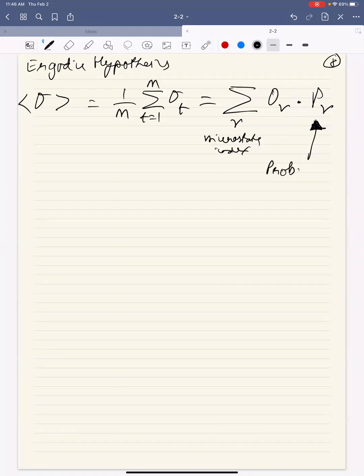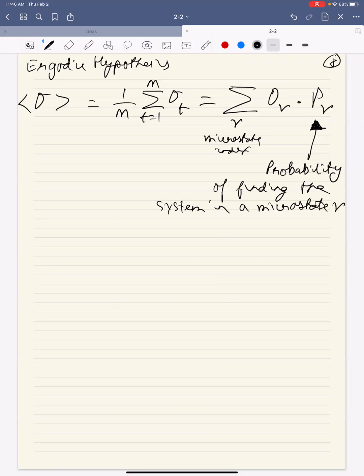This is the probability of finding the system in a microstate nu consistent with macroscopic information.